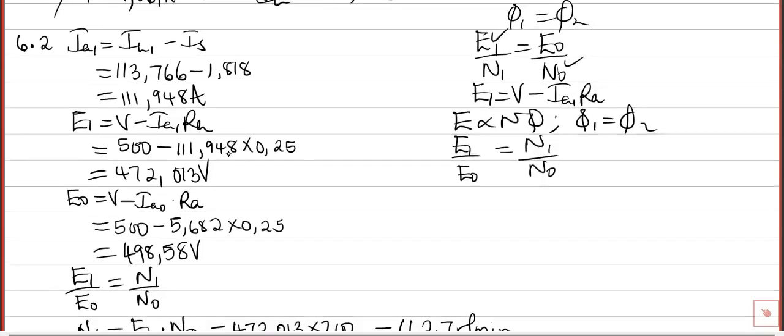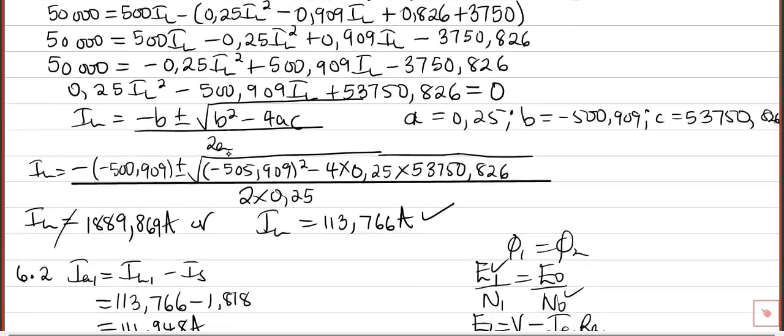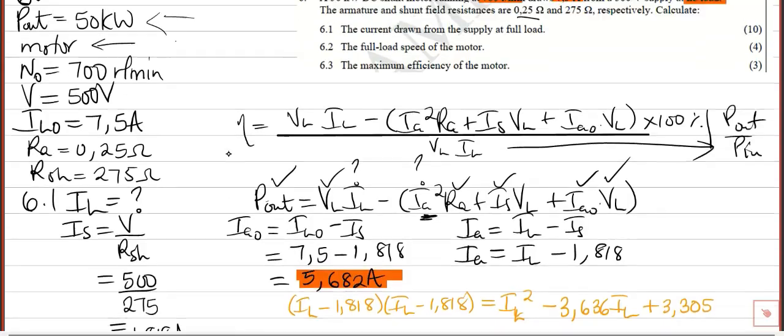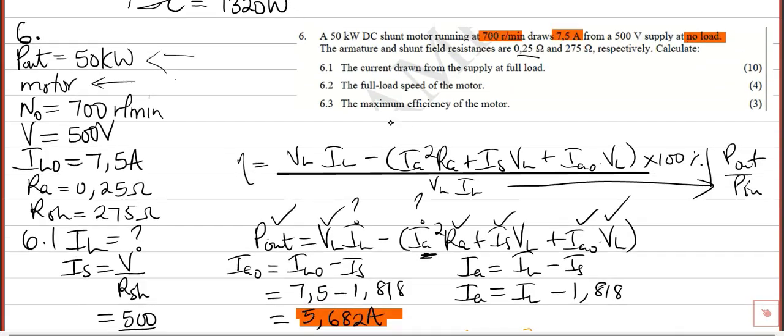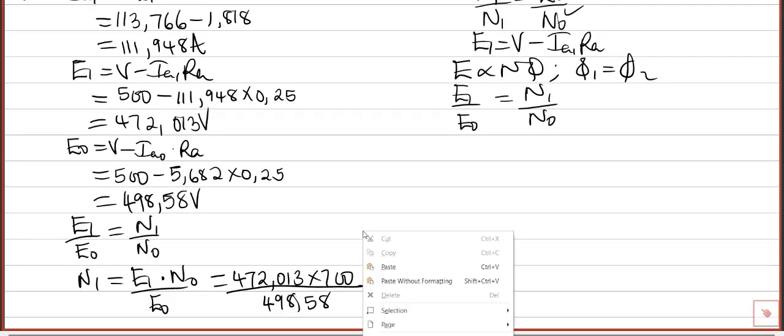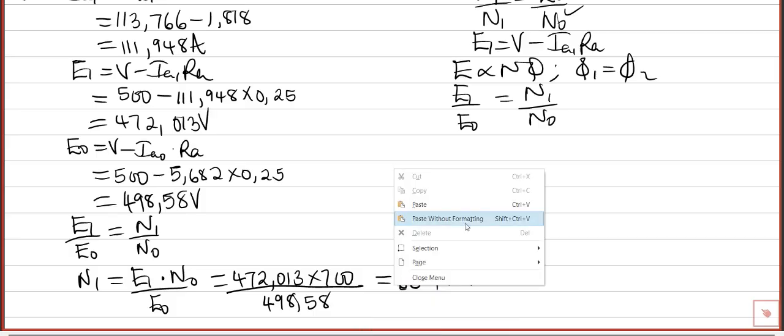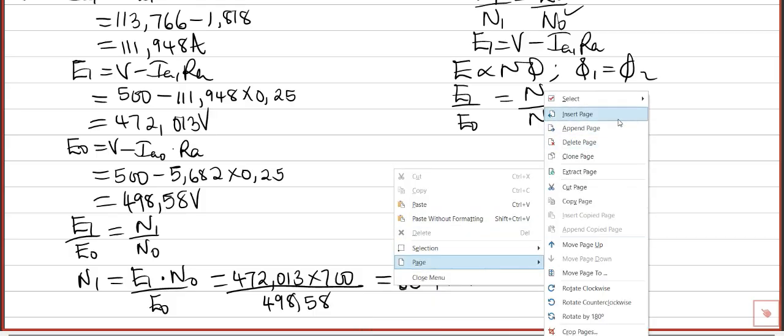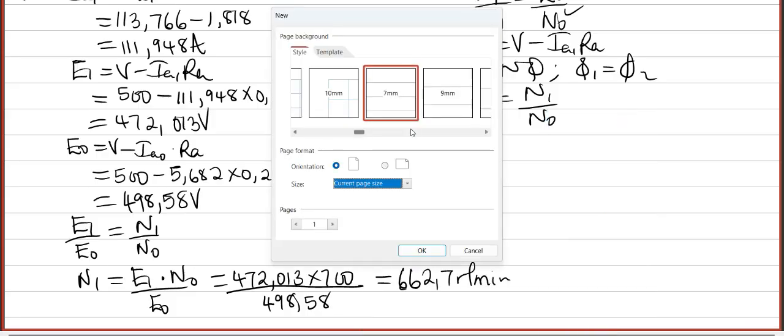So for the next question, the last question, it says calculate the maximum efficiency of the motor. For the maximum efficiency, we should be aware that we are required to find our armature current at maximum.